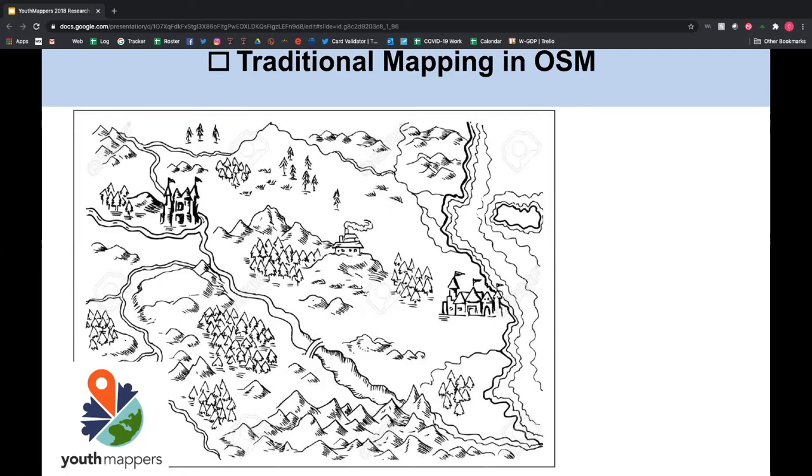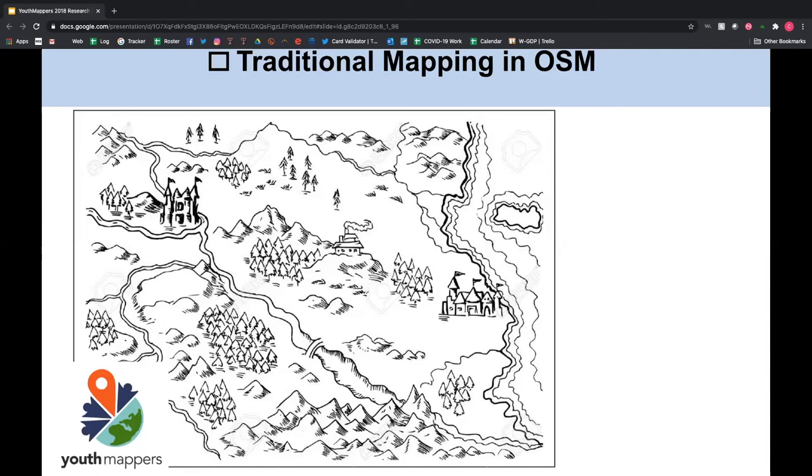Traditional mapping in OSM: what it means is that when OSM started, it was just focusing on mapping roads and buildings only. But now things have changed when it comes to academic research; different students are researching different topics. Someone was telling me that most of the time the data you produce only has to do with roads and buildings. Three weeks ago, I was looking for farming zones in Zambia.